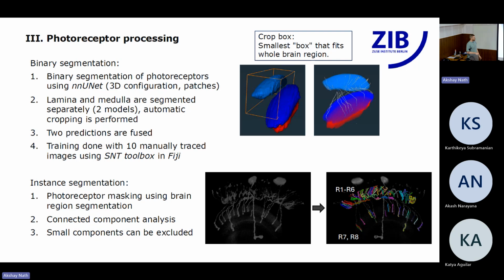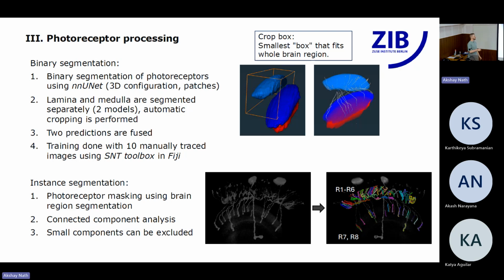This part would be lamina, and this part down here, while not visible because this is on our channel, would be medulla. These are of different intensities, so this part of the image looks quite different from this part. Hence we got better results training two different models, one for lamina and one for medulla. And then we use these two predictions.